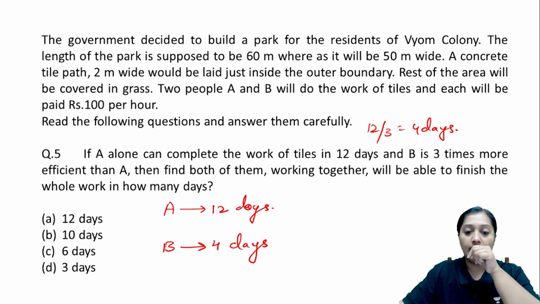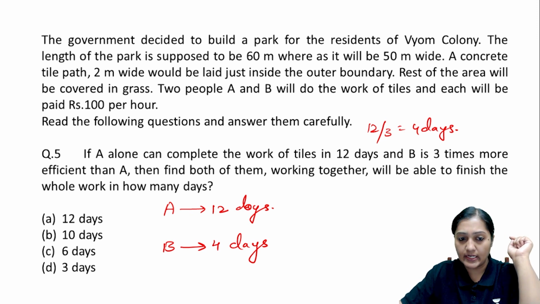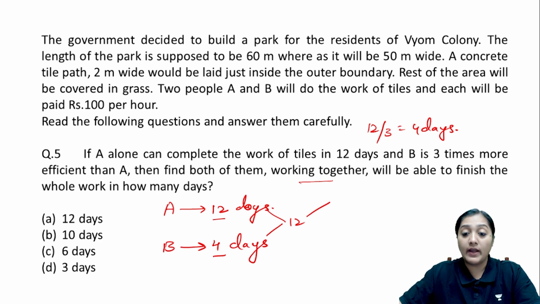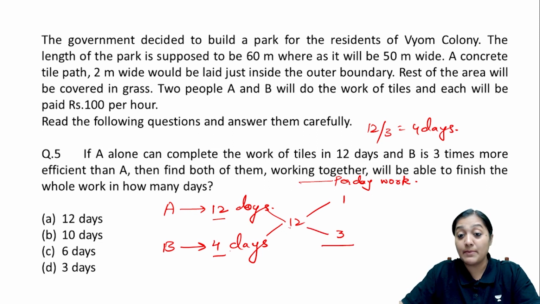What do we do here? What will be the total work? Here it is said that if they are working together, they will finish the whole work in how many days? Let's take the LCM of 12 and 4. That would be 12 only. Now we'll find out the per day work. My students call this the spider method. So 12 divided by 12 gives us 1. 12 divided by 4 gives us 3. 3 plus 1, that is the per day work. A is able to do 1 work per day, whereas B is able to do 3 work per day.